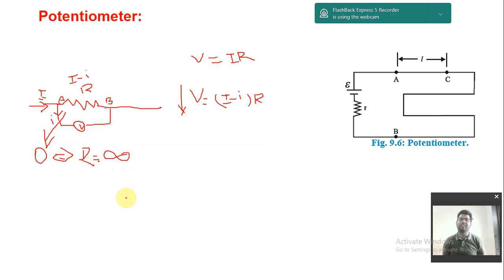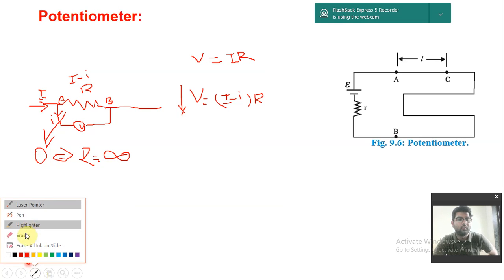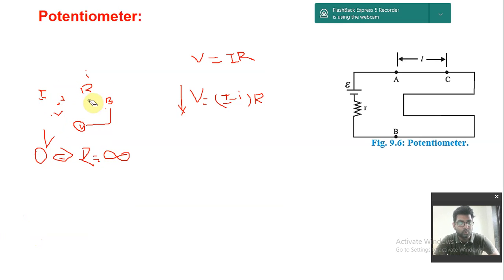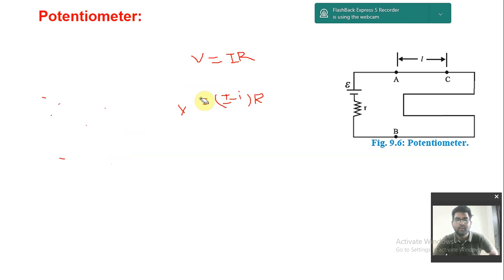But ideally it is not possible, and there comes the potentiometer. In a potentiometer it is possible that the current through the circuit will be zero, but at the same time you can measure the potential difference. So how is it possible? Let us see. It is very interesting to know that even at zero current, mathematically you will be able to find the potential difference.